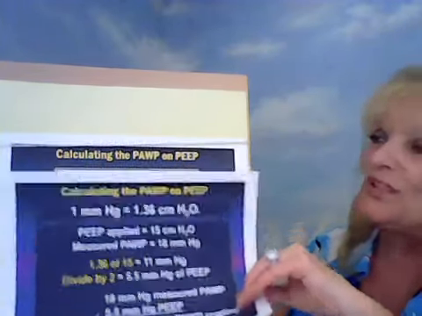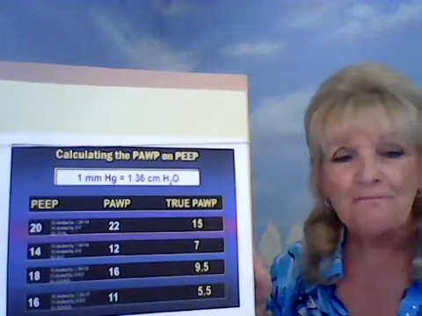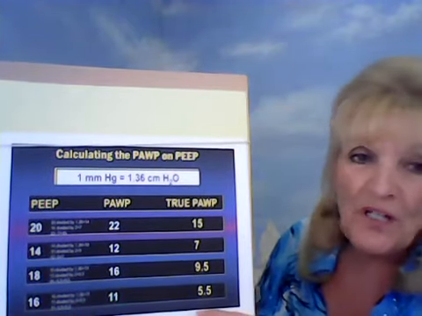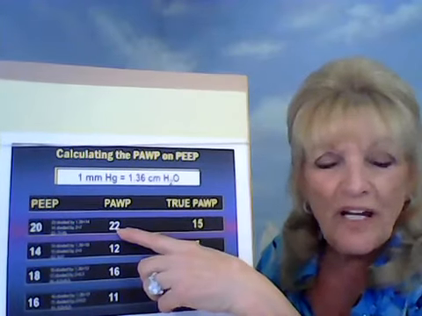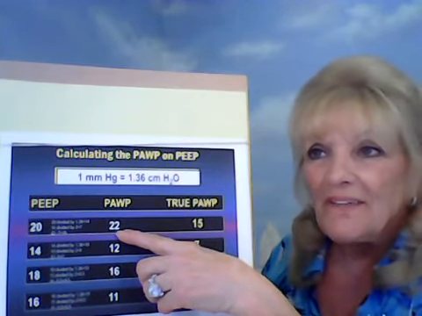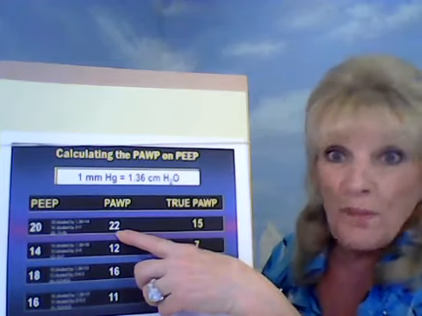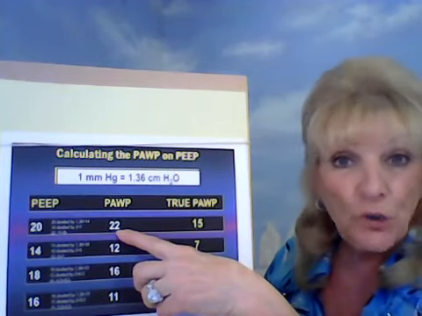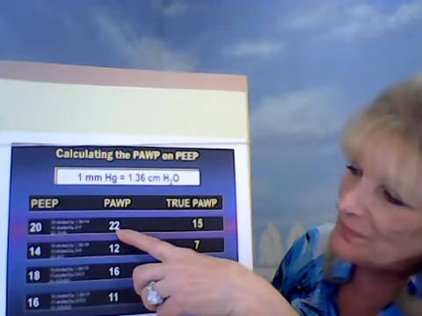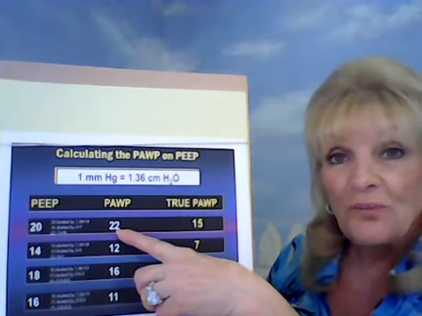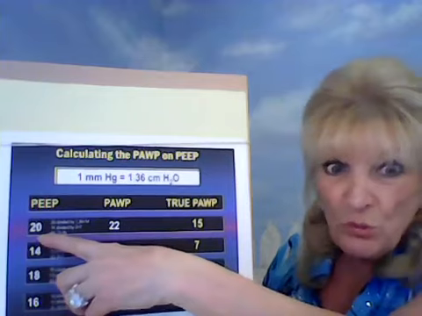Okay, so let me do more. Let me show you how easy this is. You have someone on a PEEP of 20. Now, you got a recorded wedge of 22. Or on the exam, it'll be PCOP, Pulmonary Capillary Occlusion Pressure. But anyway, you got a wedge of 22. That's not an accurate wedge. Why? Because he's on a PEEP of 20.